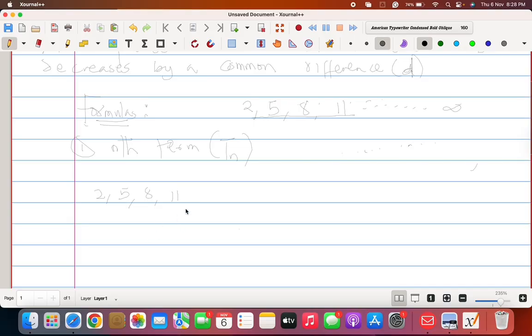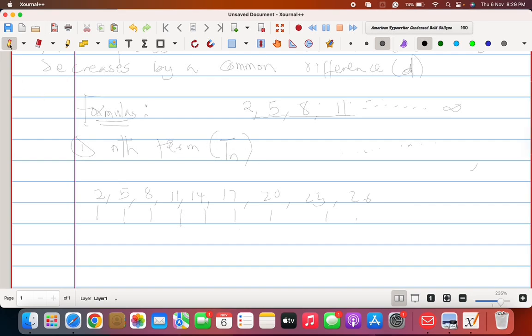There are 2 ways to do this. You can actually decide to write it out and continue: 14, 17, 20, 23, 26, like that. So this is the first, second, third, fourth, fifth, sixth, 7, 8, 9. You're going to continue till you get to 20, and apparently you might make a mistake along the way.